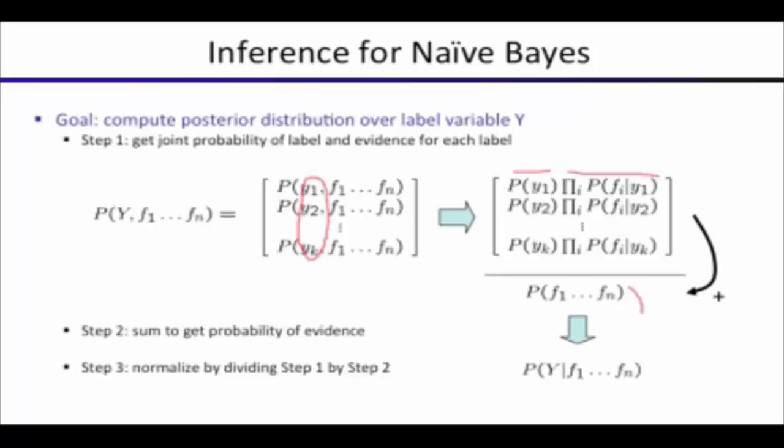So is that clear? If we're given a model, how we would do inference in the naive Bayes case? Is that clear, or are there questions? Yeah, that's the assumption. That's exactly the naive Bayes assumption. Great.